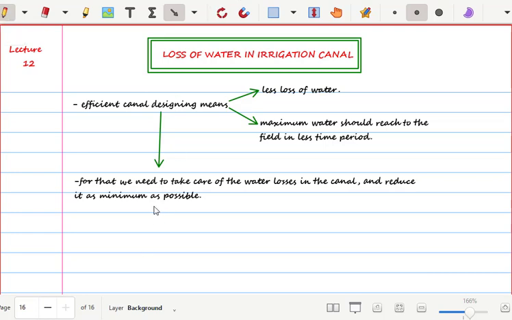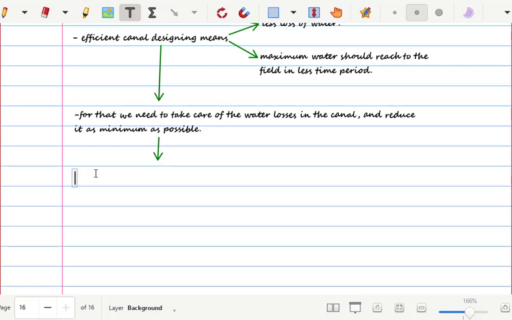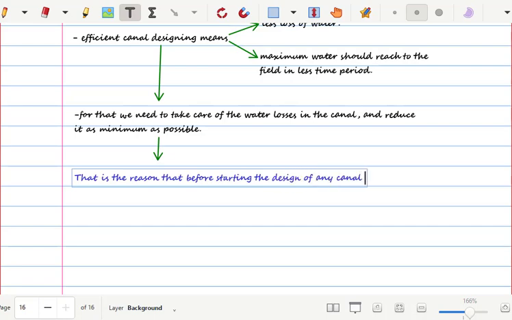So the point is that, before starting the design of any canal, we need to know about the losses in the canal. Got it?